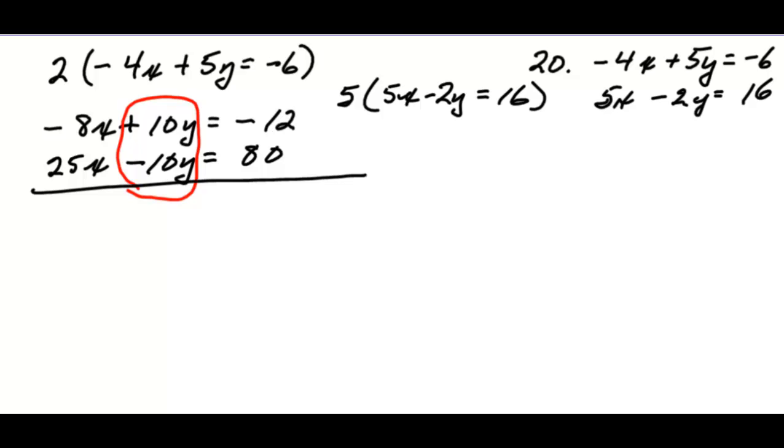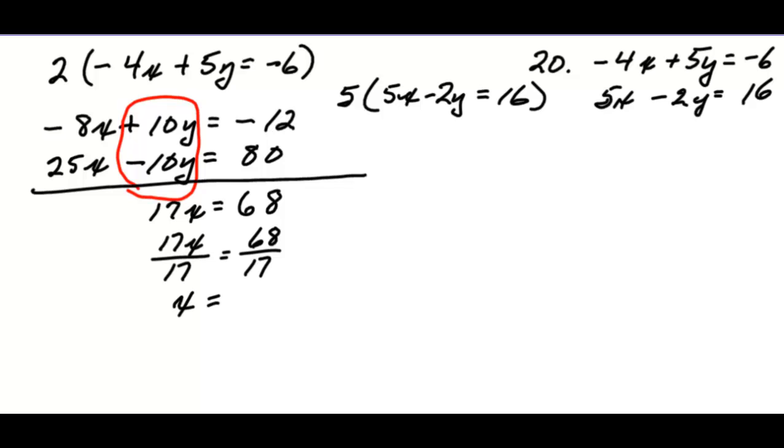What I have now is negative 8x and positive 25x. I'll end up with 17x. And now when I have a negative 12 but a positive 80, I'll end up with a 68. Now I take 17x over 17 equals 68 over 17. And you know what? If I divide 68 by 17, I think it comes out to 4. Isn't that nice and convenient? Whole number sure is nice. If it was a fraction, it'd be a bear to work with.